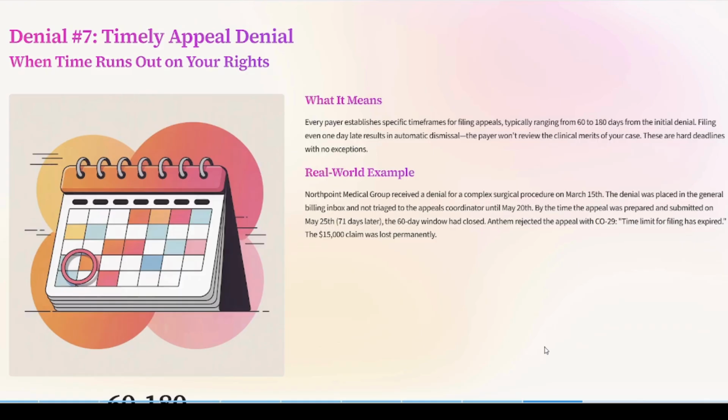Okay? So, North Point Medical Group received a denial for a complex surgical procedure on March 15th. The denial was placed in the general billing inbox and not triaged to the appeals coordinator until May 20th. By the time the appeal was prepared and submitted, which was May 25th, 71 days later, the 60-day window had closed, and Anthem rejected the appeal with a CO-29 stating time limit for filing has expired. This resulted in a $15,000 loss on that claim.